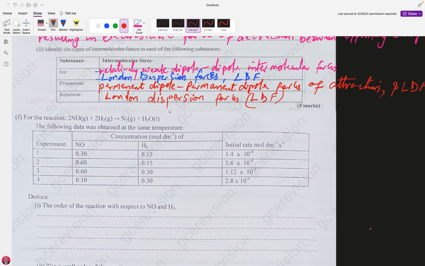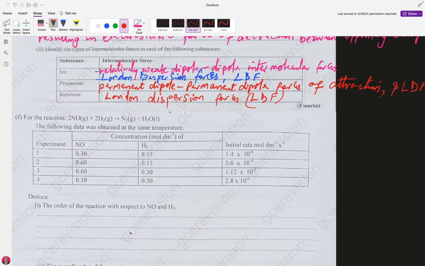In order to calculate the order for one, what you will have to do is keep the other one constant. So in this case, the concentration for NO has been given, the concentration for H2 has been given, and their initial rate of reaction has also been given. Now deduce the order of reaction with respect to nitrogen monoxide and hydrogen. And you can still use that to write your rate equation.